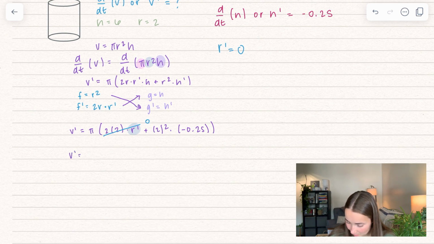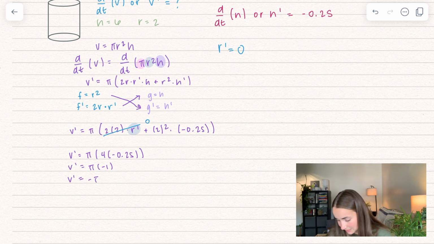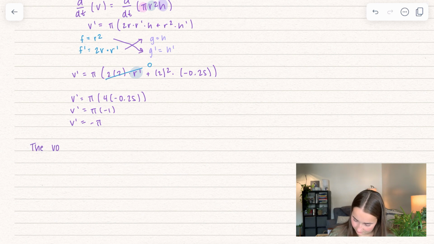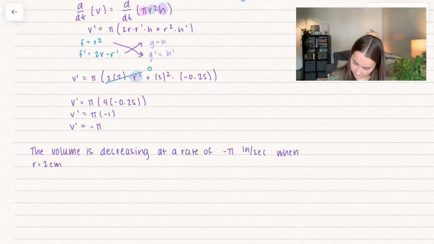So here we get v prime is equal to pi, and now all we have to multiply is 4 times negative 0.25, which is actually equal to negative 1. And so we get the derivative of volume is equal to negative pi. Let's go ahead and write that out all nicely. And there we have it.